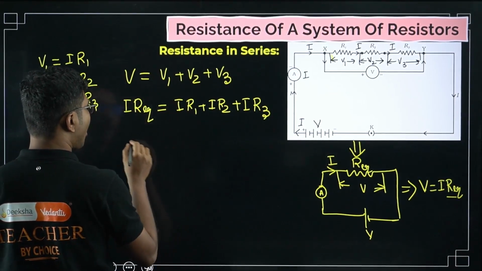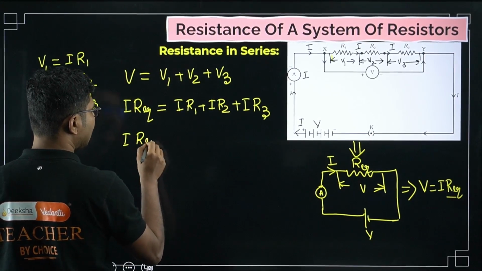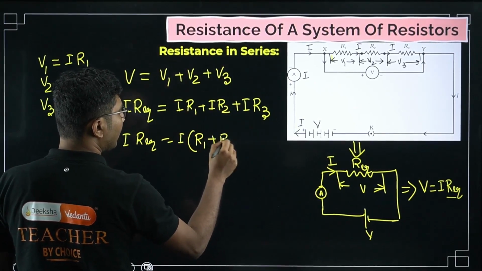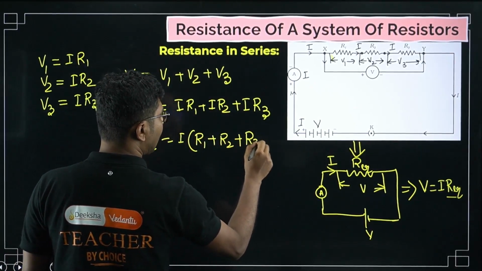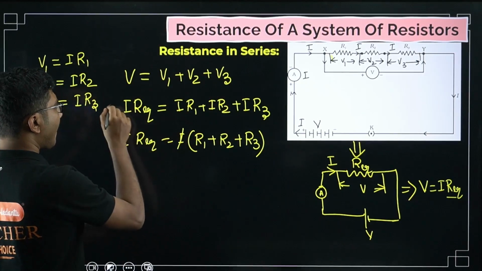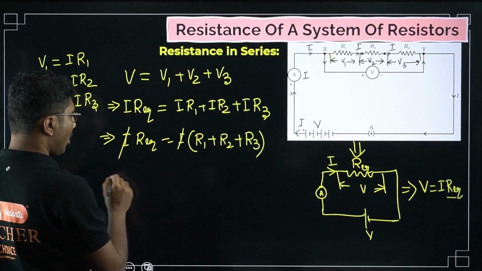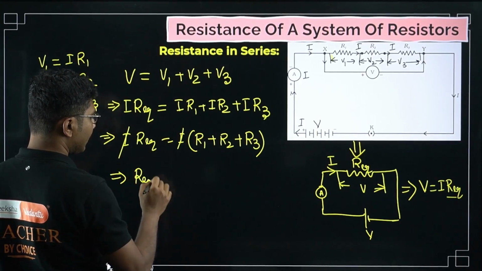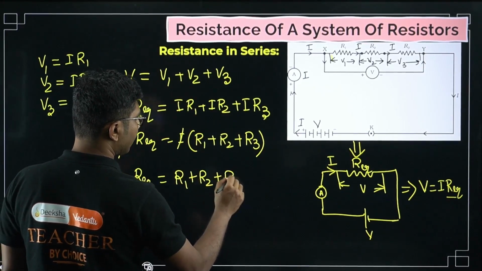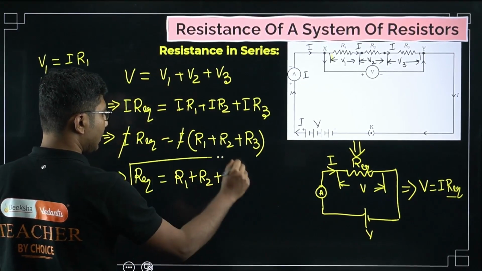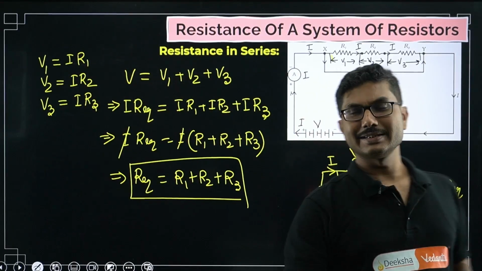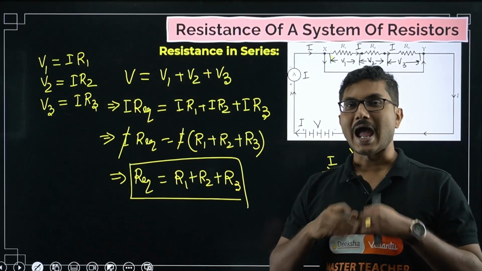Now if you take I common from both sides, so I R_eq is equal to I times (R1 plus R2 plus R3). Okay, so I is common on both sides, so I will cancel. Or you can write R equivalent is basically R1 plus R2 plus R3. So this is the equivalent resistance. So when a few resistances are connected in series, their equivalent resistance is basically adding them.